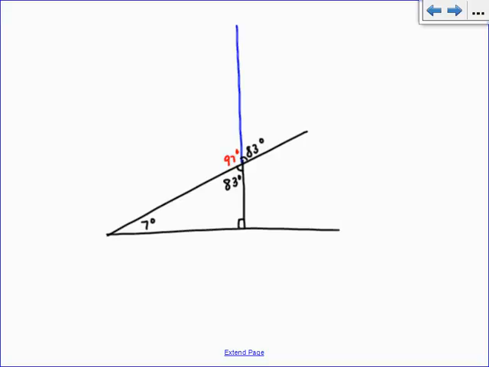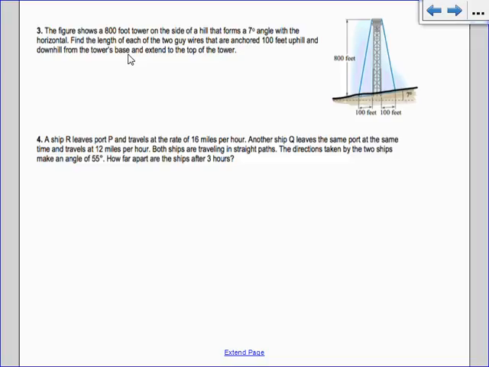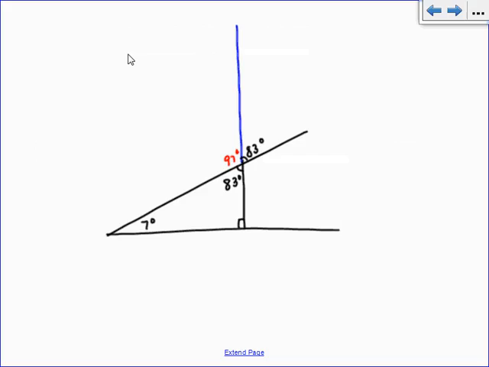So in the problem, it says that we have an 800-foot tower on the side of a hill that forms a 7-degree angle with the horizontal. Find the length of each of the 2 guy wires that are anchored 100 feet uphill and 100 feet downhill from the tower's base and extend to the top of the tower. Okay, so these guy wires are not going to be the same length.